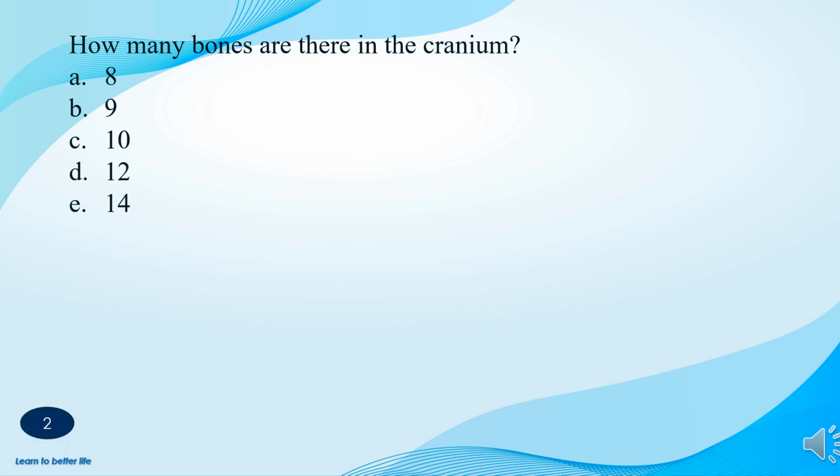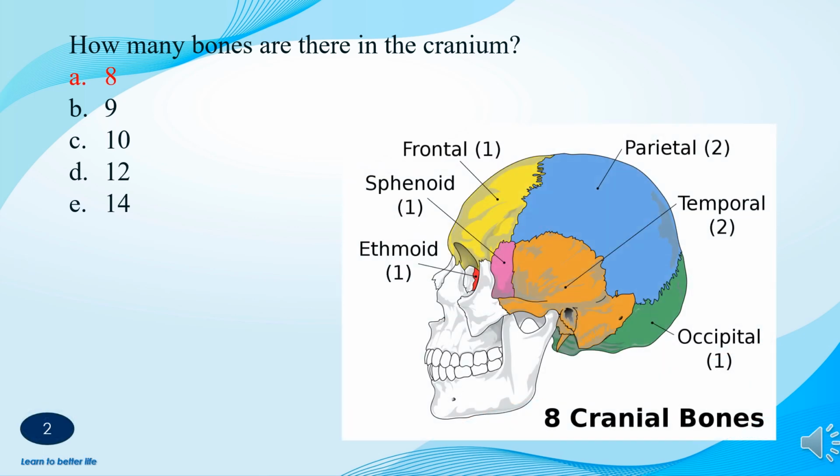How many bones are there in the cranium? 8, 9, 10, 12, or 14? The answer is 8. These are 1 frontal, 1 ethmoid, 1 sphenoid, 1 occipital, 2 temporal, and 2 parietal.